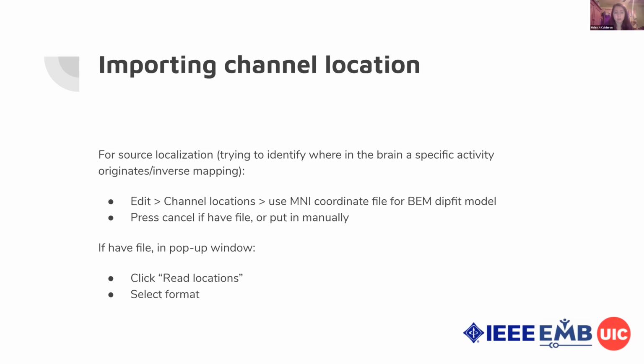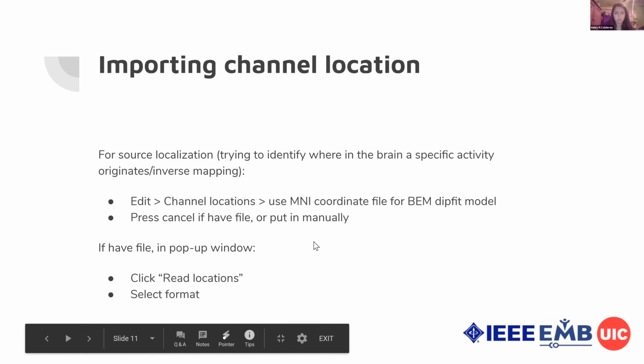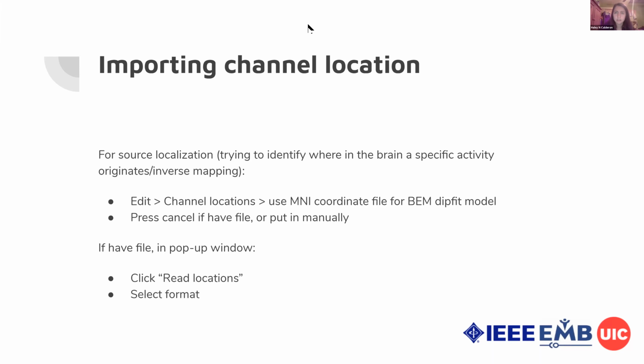And then if you don't have a file, you have to put it in manually. If you have a file, press cancel. So for this example, using the data given to us, we do have a file. So then we hit cancel, and then in that same pop-up window, you click read locations, and then you select the format. Although, I'll show you actually.